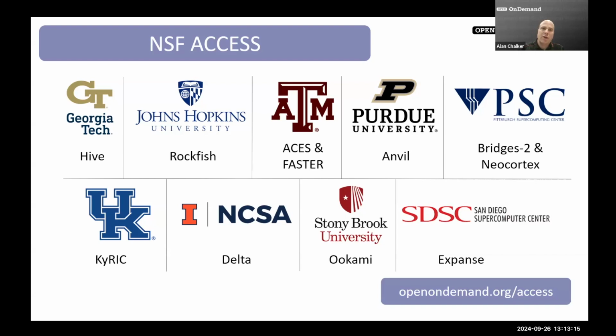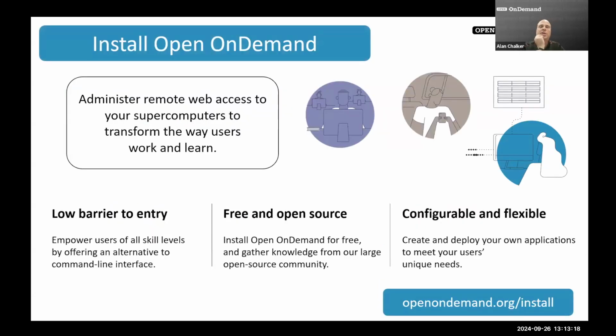Okay, so now let's flip this over to, let's say you're not a researcher or an educator, but rather you're a sysadmin or somehow associated with a research computing center or organization. Well, why would you want to install Open OnDemand at your local site? The main reason is exactly the flip of what I already said. You want to administer remote web access to allow your clients and your users to have a lower barrier to entry to using your resources and really operate and accomplish what they're trying to accomplish.